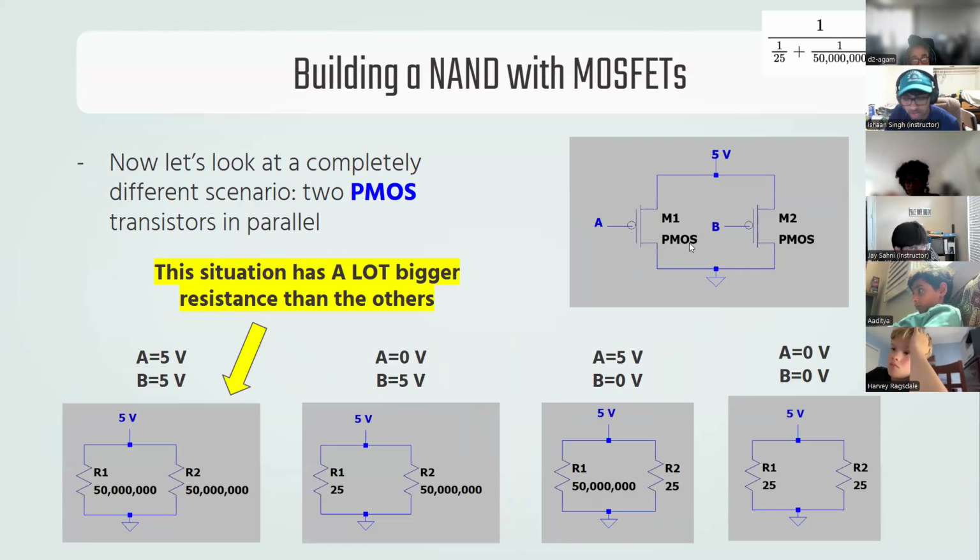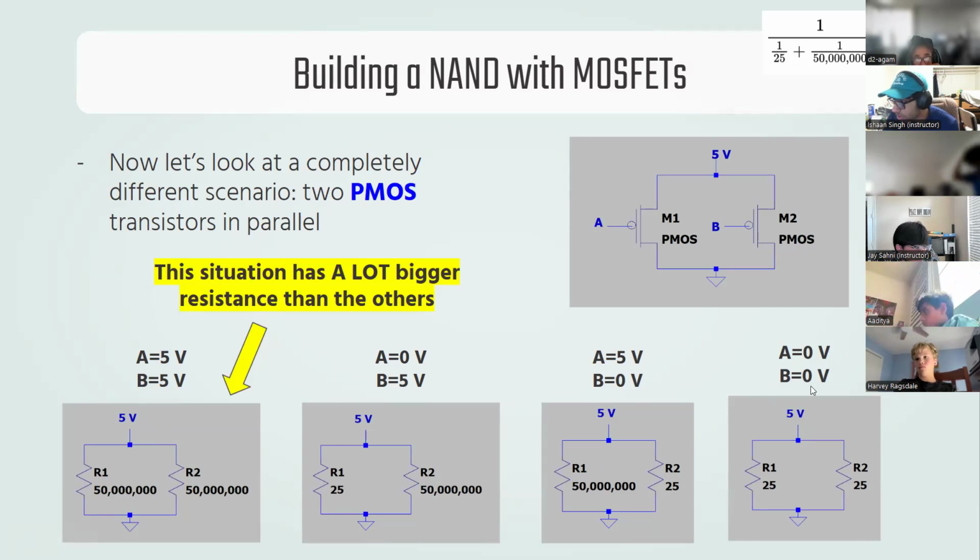Okay? So now we're doing the exact same thing, but now we have two PMOS transistors that are in parallel. It's not an AND gate, it's a NAND gate. It's very important that we make that distinction. So here now we have two PMOS resistors. Okay? If the PMOS resistors both have 5 volts, they're both off, and off means high resistance. If they both have 0 volts, they're both on, and on means low resistance.